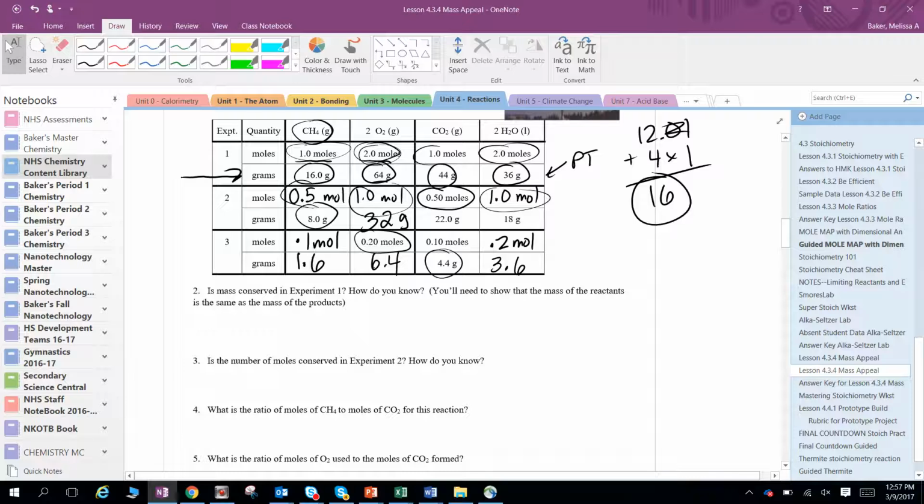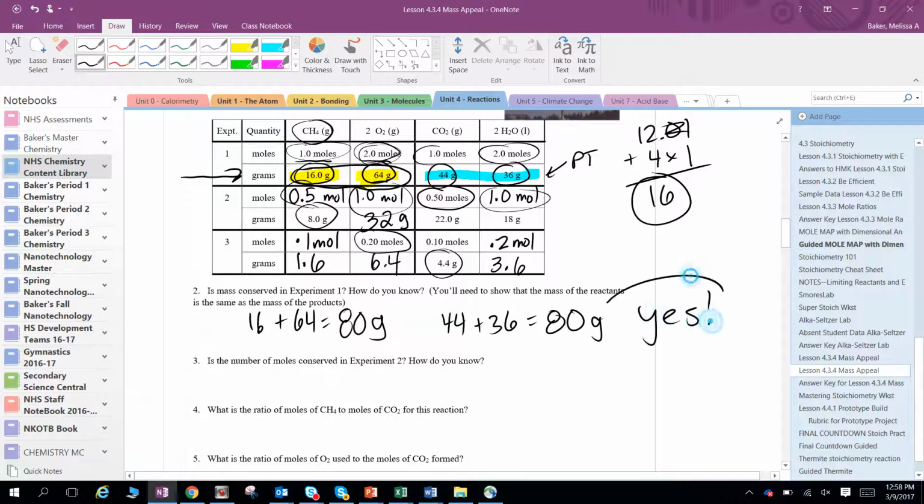So is mass conserved in experiment 1? Let's check it out. The reactants, I'm going to highlight them in yellow, 16 grams plus 64 grams is 80 grams. And the products, I'm going to highlight in blue, 44 grams plus 36 grams also makes 80 grams. So yes, mass is conserved.